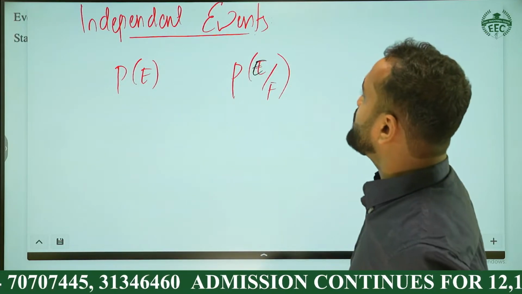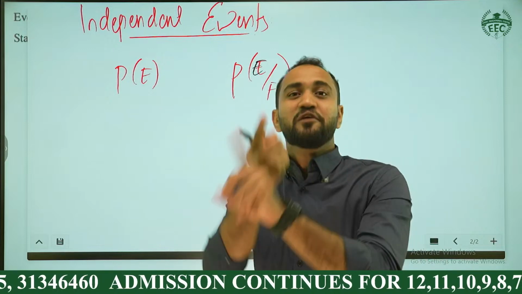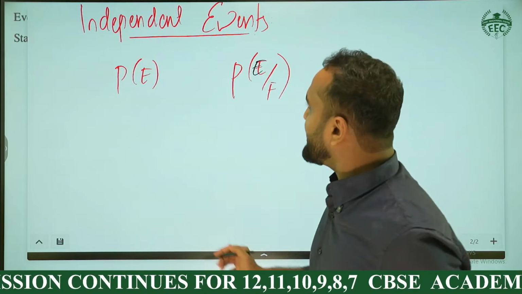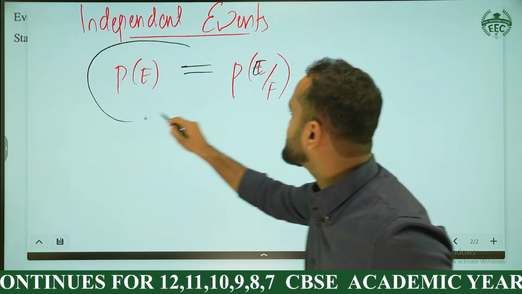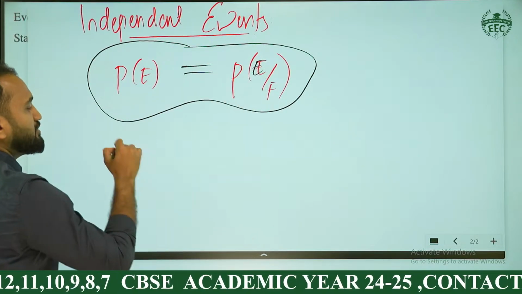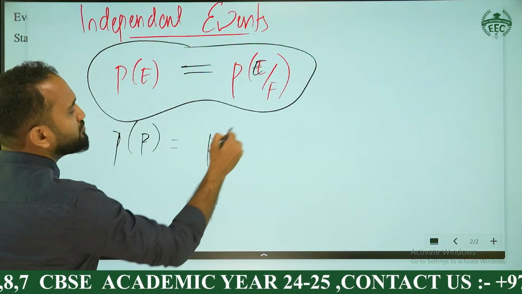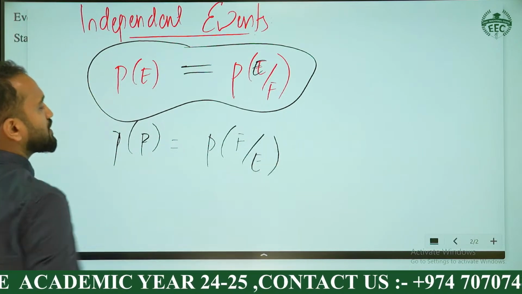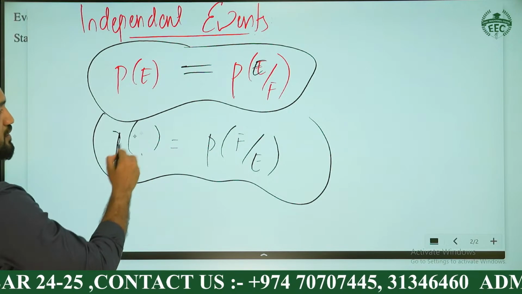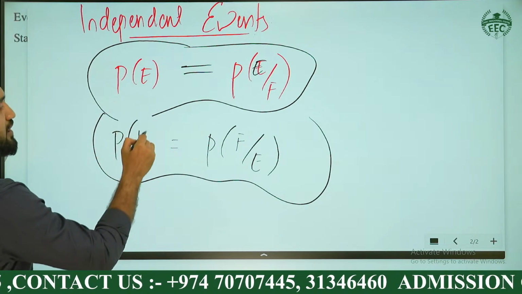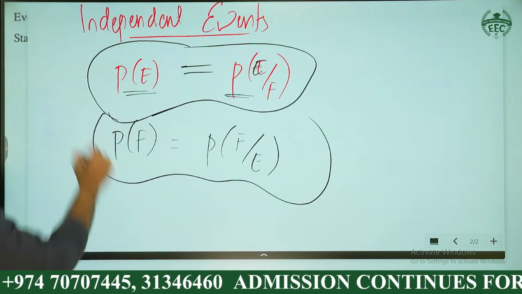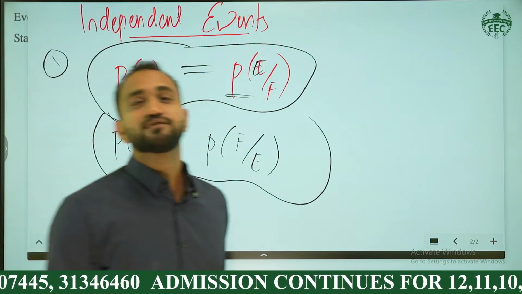Now, please tell me what is the logic of independent events. They do not depend on each other. The occurrence of F does not affect the occurrence of event E. So in that case, both of them will be the same. Gentlemen, this is rule number 1 for independent events: P of E is equal to P of E bar F, and P of F is equal to P of F bar E. We will never forget this. This is the first rule of independent events. You can expect 1 mark MCQs of this kind.